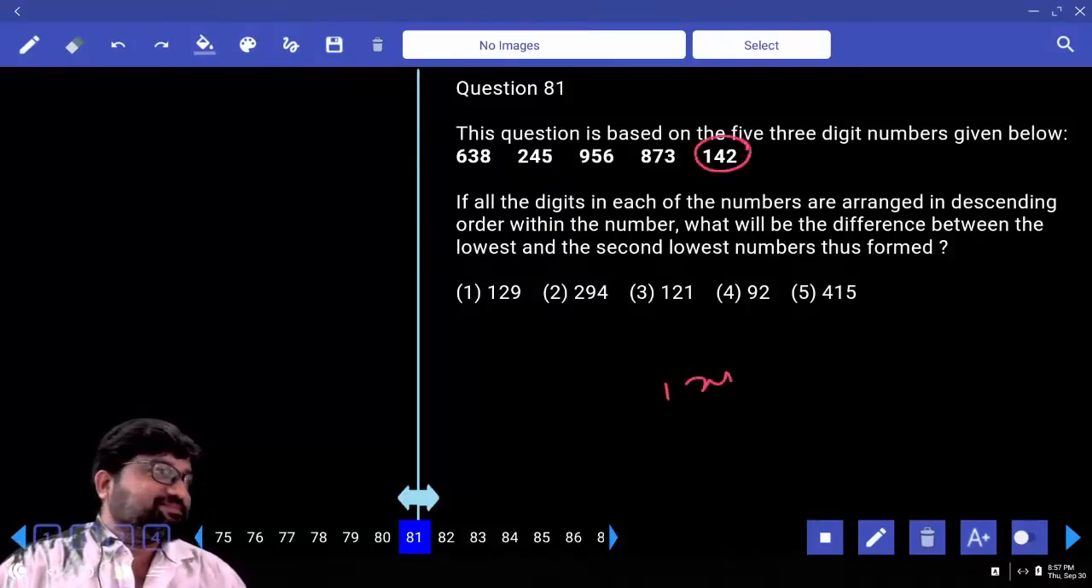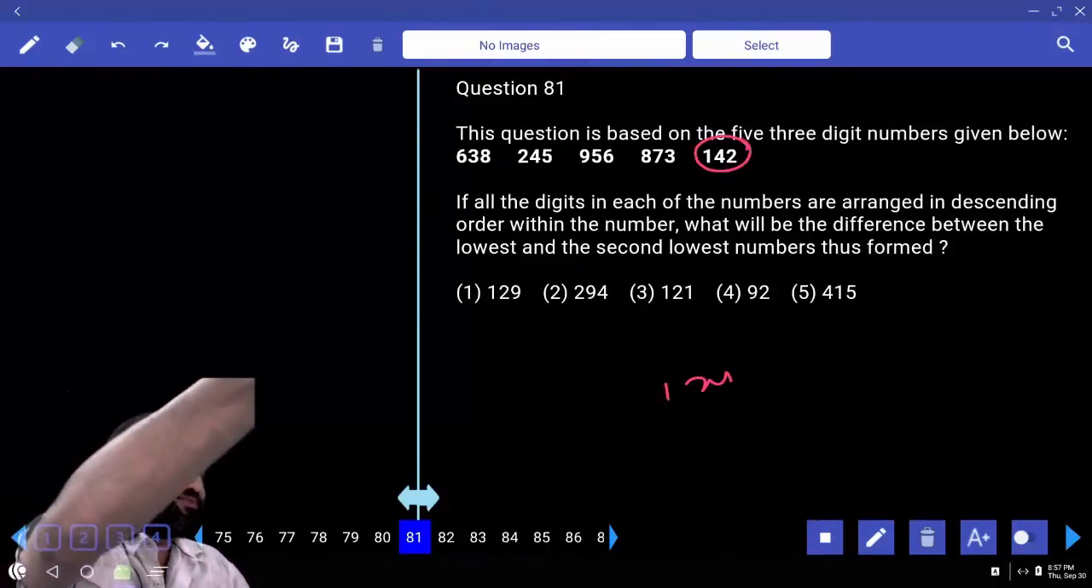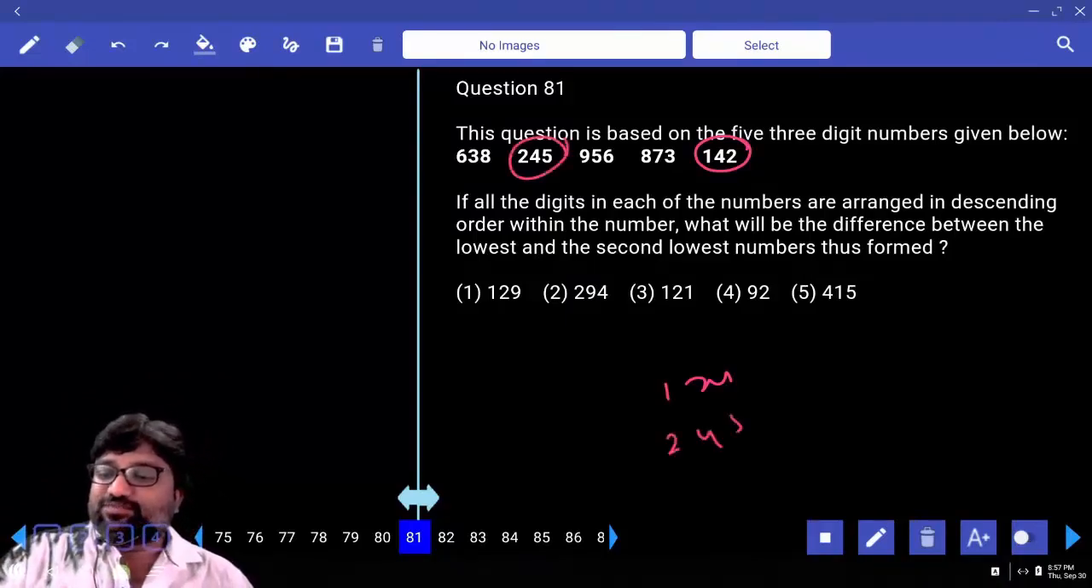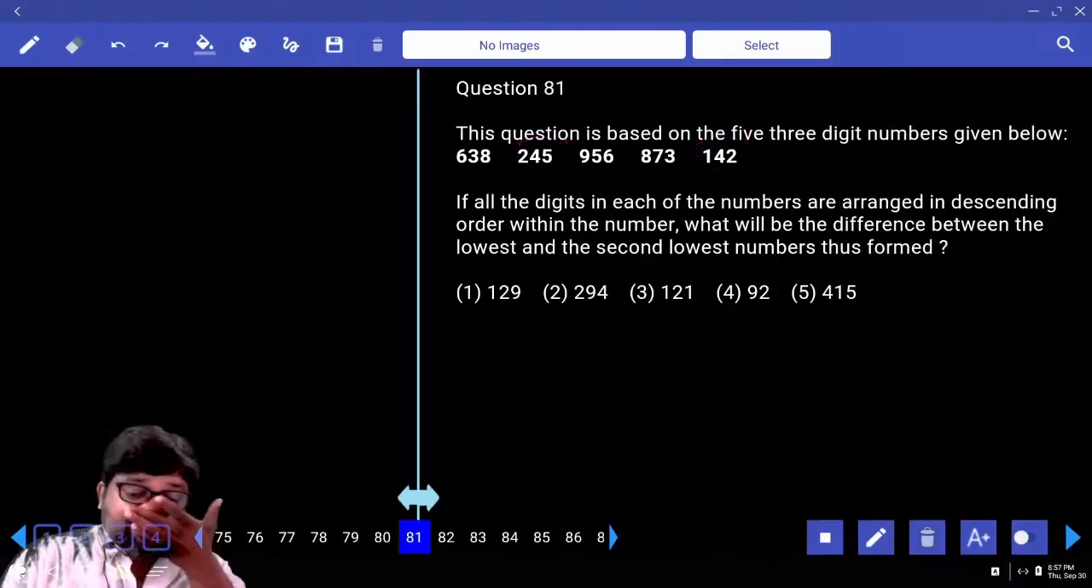124. The second smallest number, 1 is done. There is no 1 elsewhere. Now what I need is 2. Is there a 2 or not? 245 is the second smallest number. Understood everyone? This is how you should act smartly. Chalo, let's go for the next one.